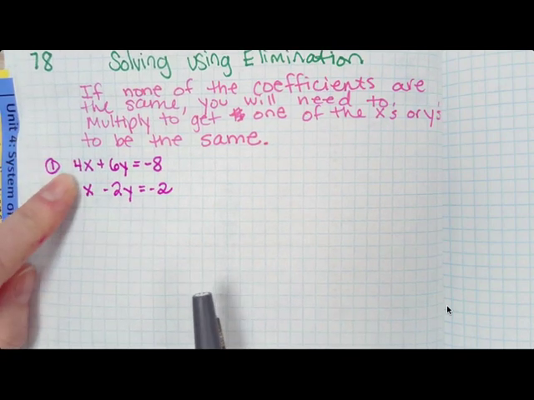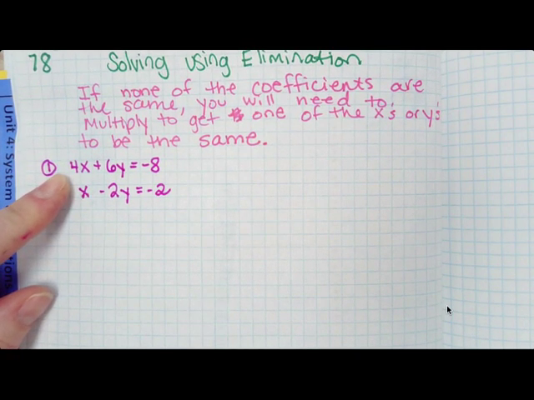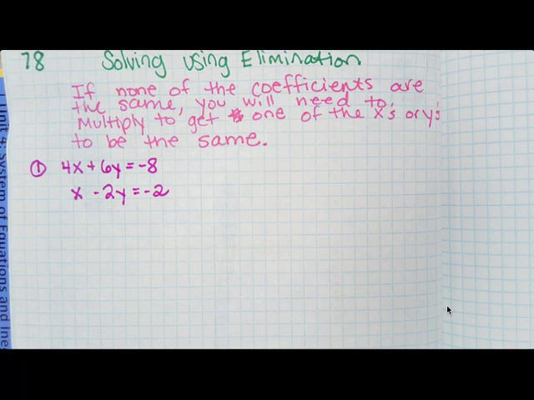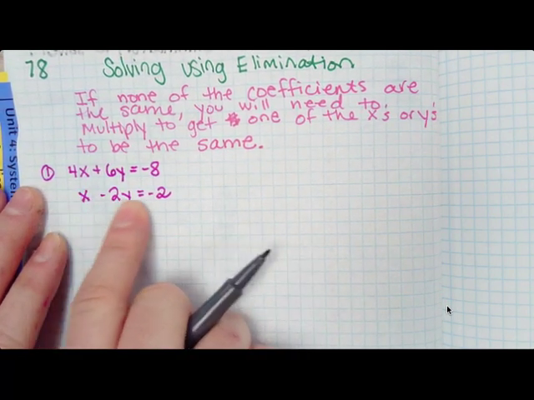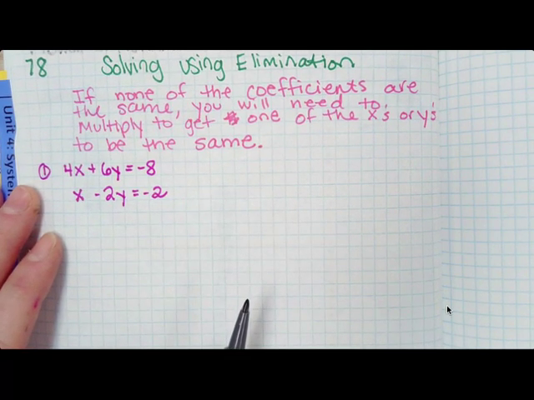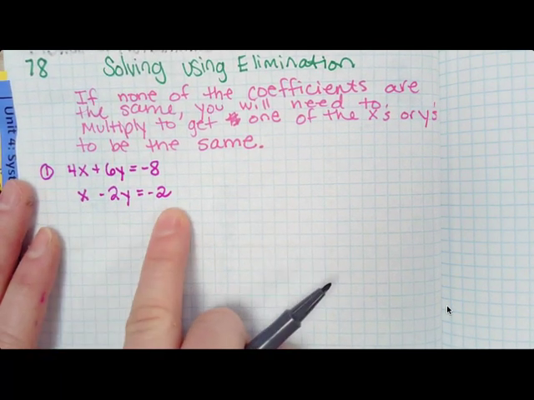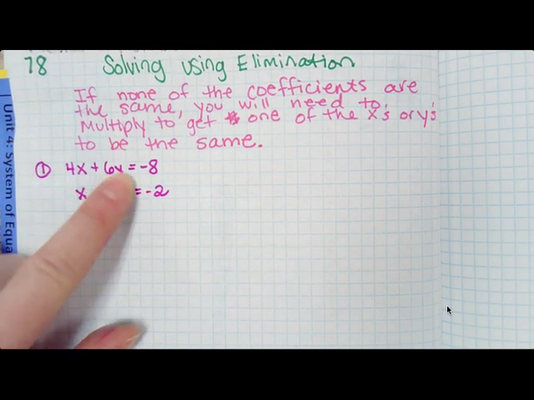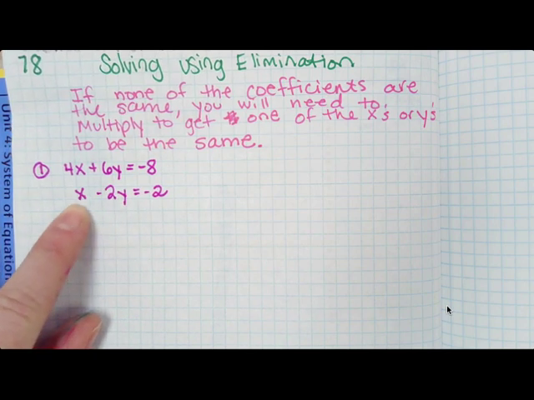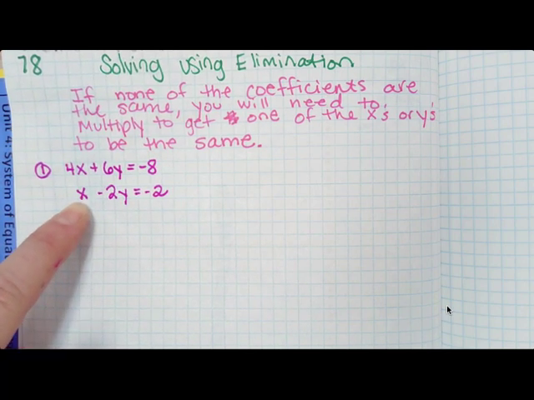So I have this first example, 4x plus 6y equals -8, and x minus 2y equals -2. So what I want to do is get rid of either the x or the y. It doesn't matter which one. You're just looking for the one that would be easier. So if I look here, I want to cancel one of them. So I need to multiply all the way through by one number. So let's see, should we try to get rid of the x or try to get rid of the y? X. We could do it either way.